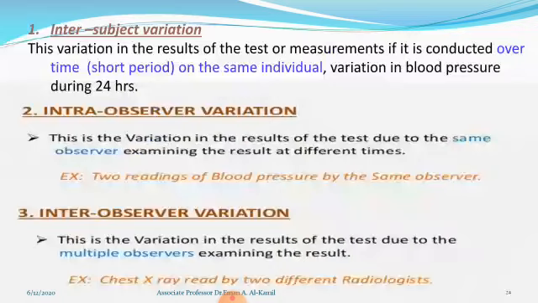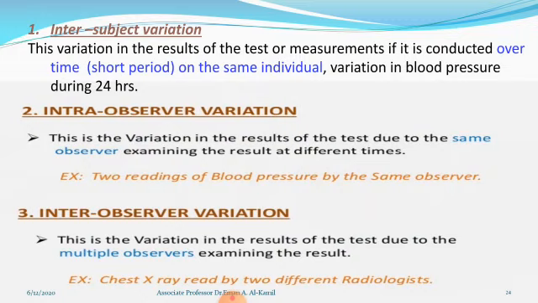this is variation in the results of the test or measurements, if it is conducted over time or a short period on the same individual. For example, variation in the blood pressure during the day, or during the 24 hours. So the intra-subject variation is the variation within the subject himself. If we measure the blood pressure during the day, we can see different measures.